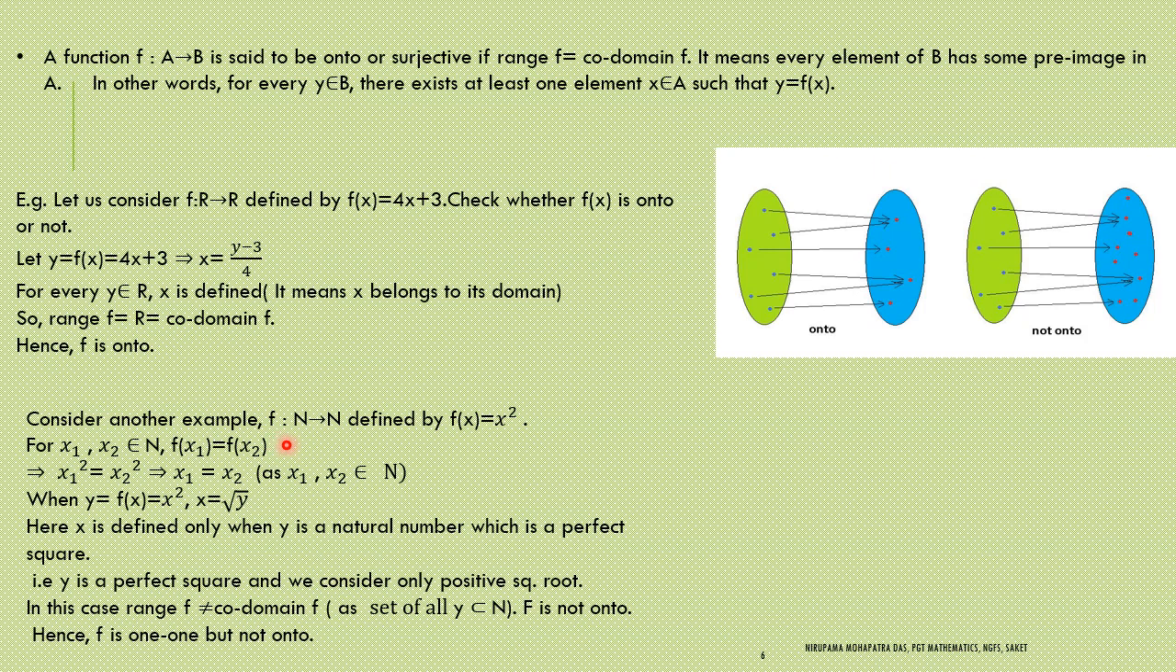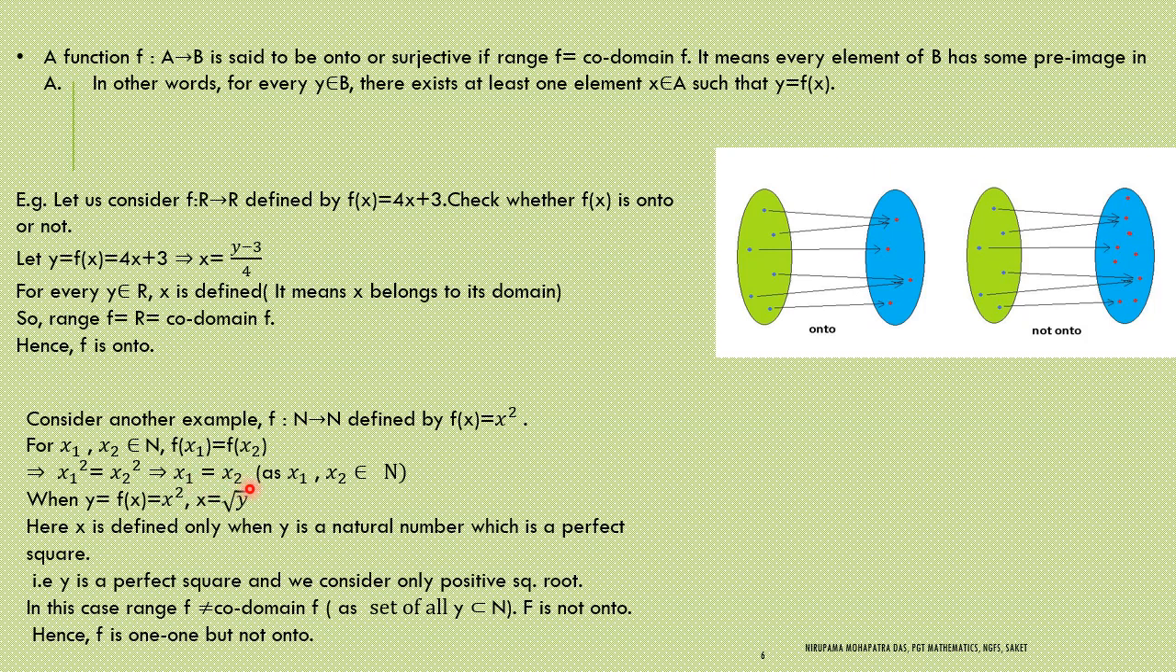Now next one, see, consider another example. f is a function from natural numbers to natural numbers defined by f(x) equal to x square. So let's take x1, x2 from the set of natural numbers and let's consider f(x1) equal to f(x2). So x1 square equal to x2 square implies x1 equal to x2.